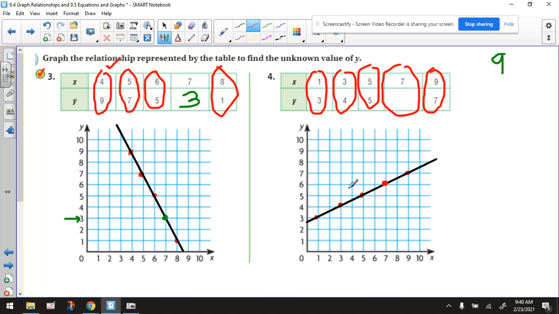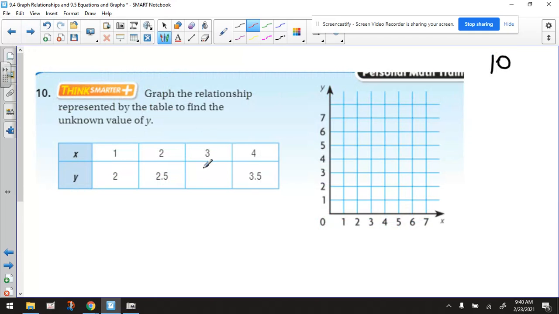So what does that match up with on the y line? It matches up with the 6. So we can go ahead and put in the 6. And doesn't that make sense? 3, 4, 5, 6, 7. It's sequential. All right, so let's look at slide number 10.